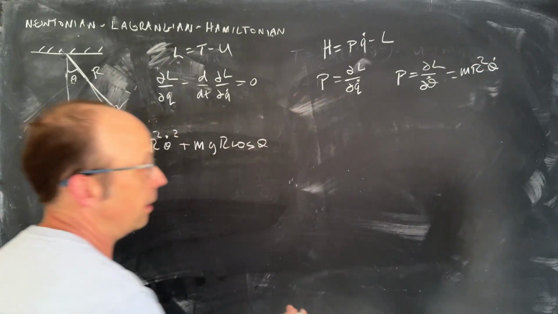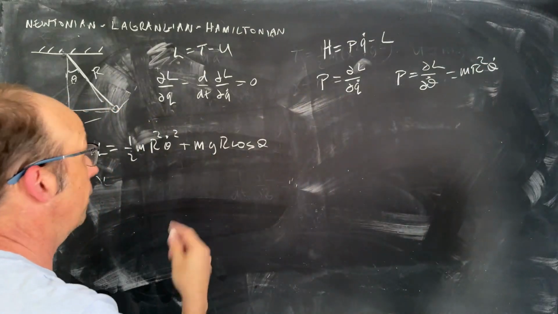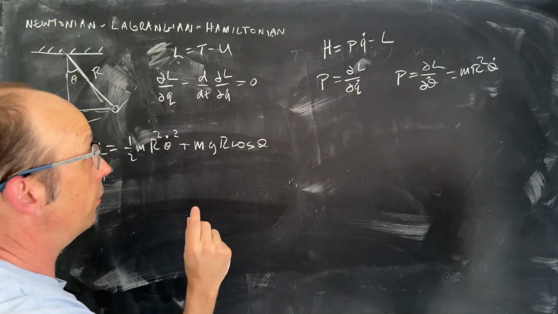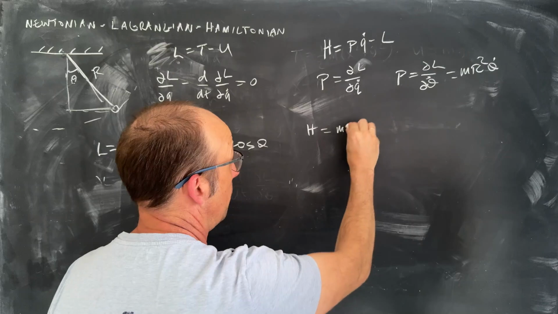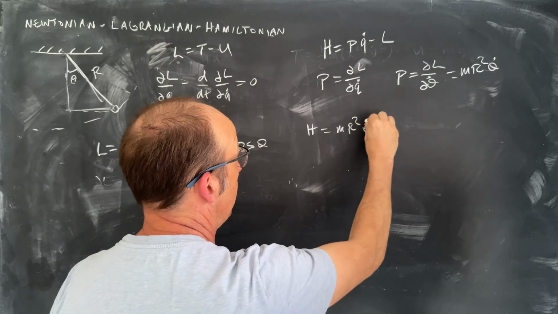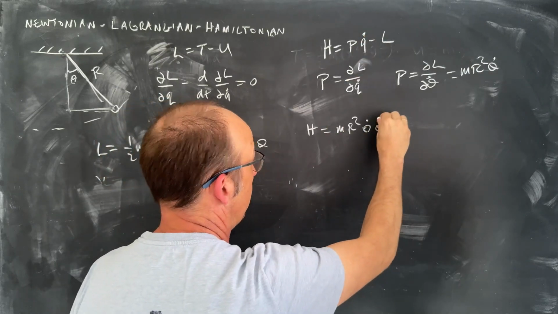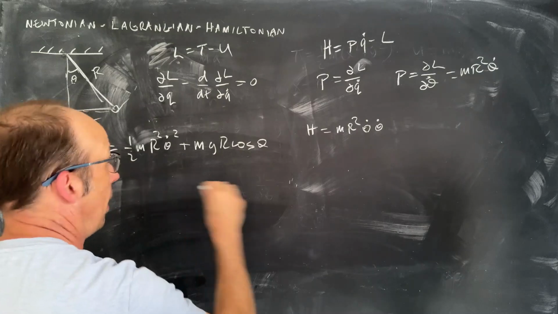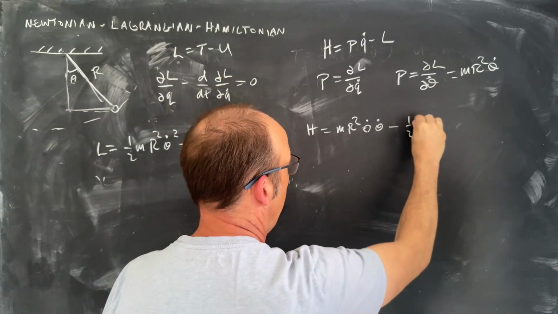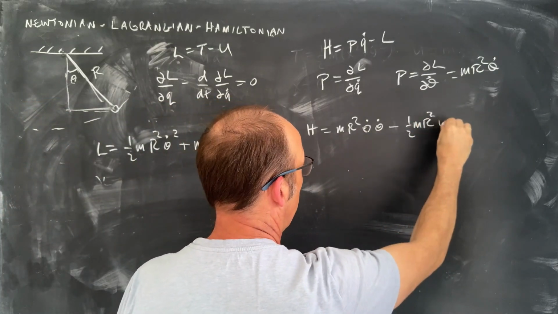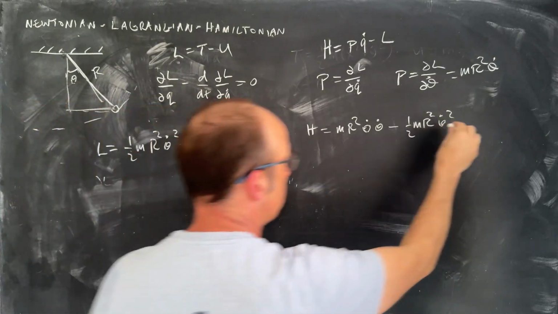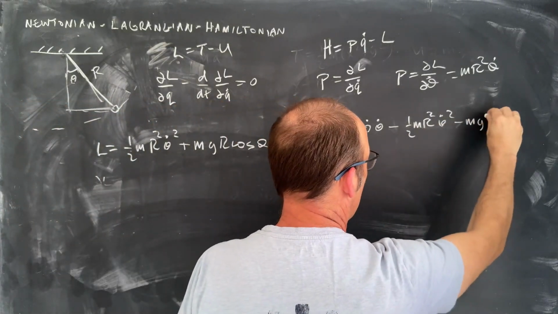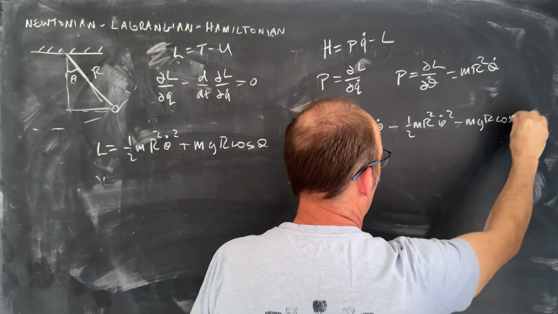Right? Because it's just theta dot squared, and that's going to cancel. So now I can put it all together. So h is going to be equal to p, m r squared theta dot, times theta dot, minus L. So it's going to be minus 1/2 m r squared theta dot squared, and then I have minus this. So I get minus m g r cosine theta.